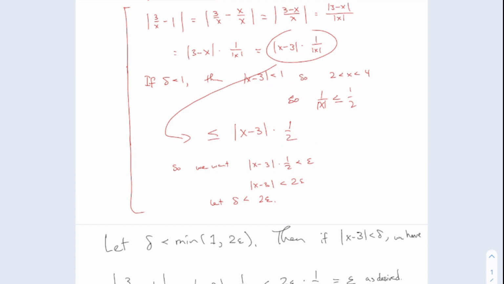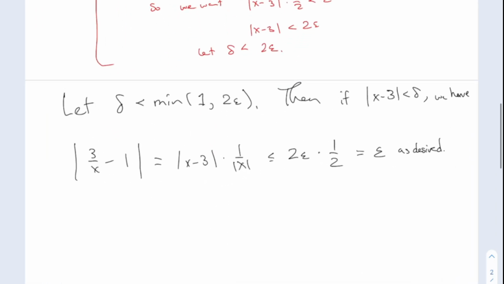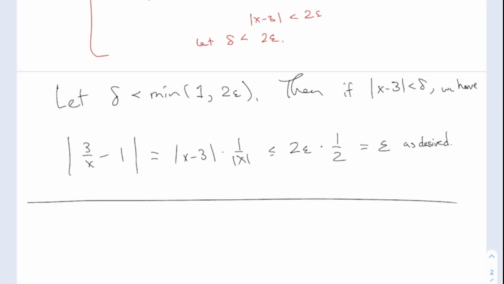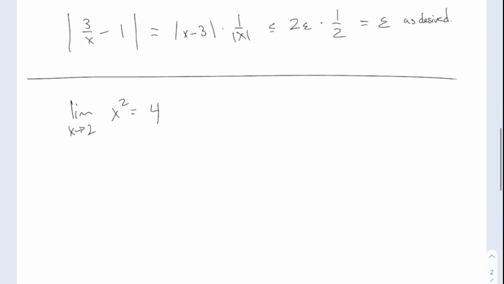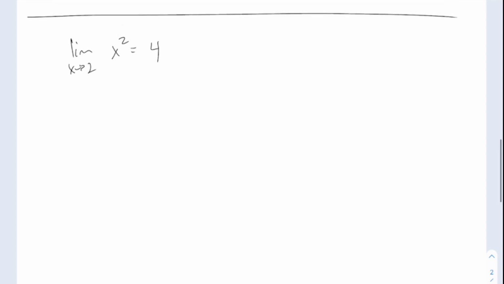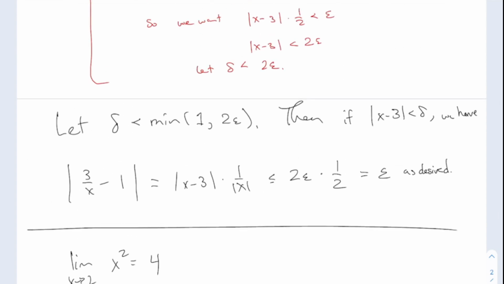All right. Any thoughts about that one? I got a similar one for you all to try. Let's see if you really understand it when you go to try one. So how about the limit as x goes to 2 of x squared equals 4. See if you can work that one out. It should be similar, kind of. I'll give you a few moments and then I'll come around and see how you're doing.